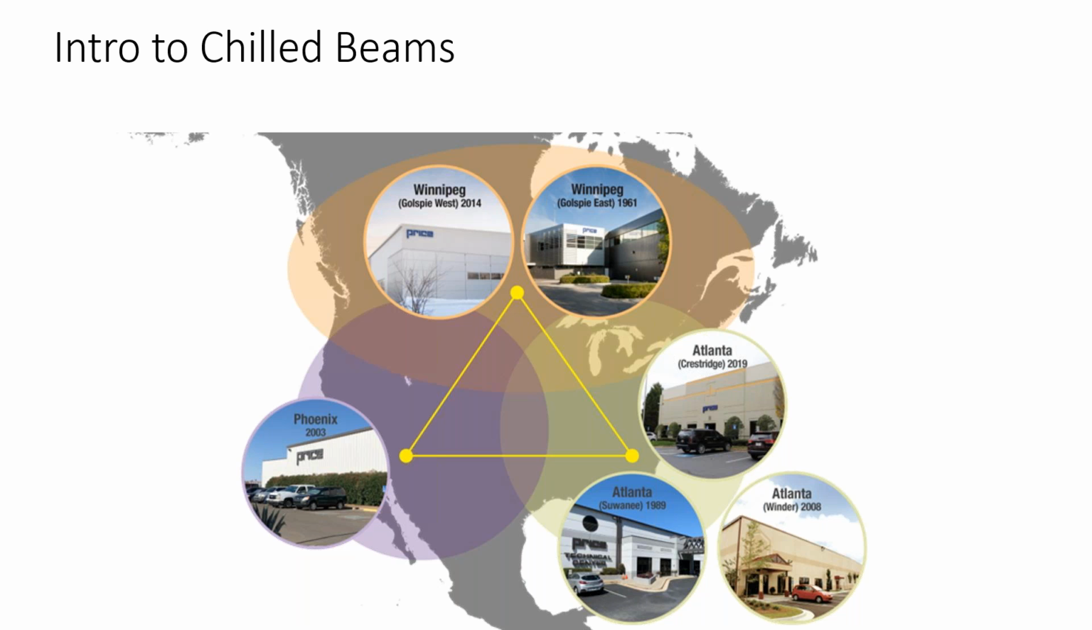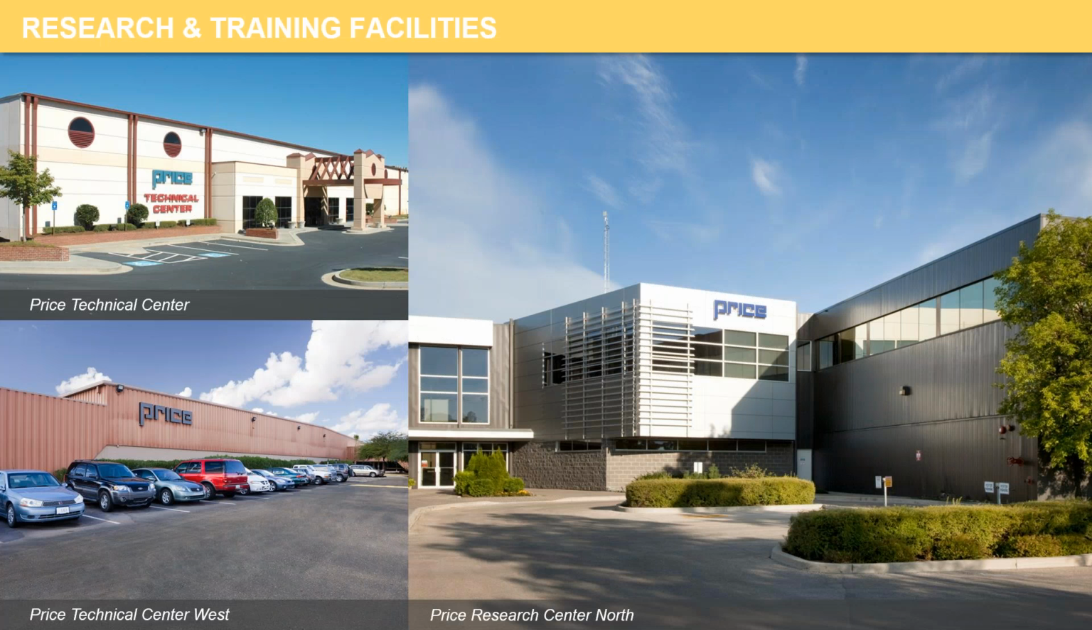So the first one up is, again, Price Industries, who we are, where we're located. The bottom right cluster of plants and facilities that we own are down in the Atlanta region. That's where Nathan Vaughn and myself are located. And the Suwanee location is where our corporate headquarters is. And we're actually in that Crestridge facility, the top one in that cluster, where we manufacture the chilled beam equipment. And then out in the Winder facility, we actually make our own water coils, which we'll talk about in a little bit.